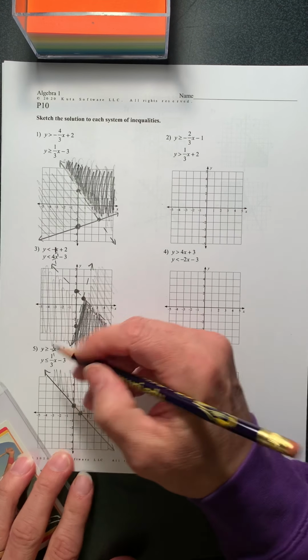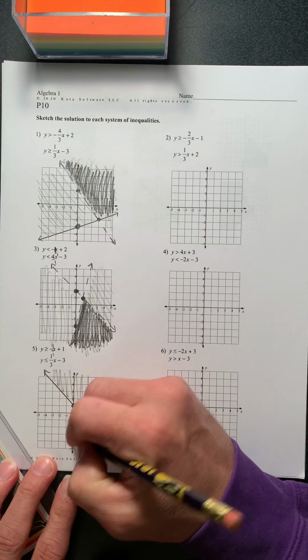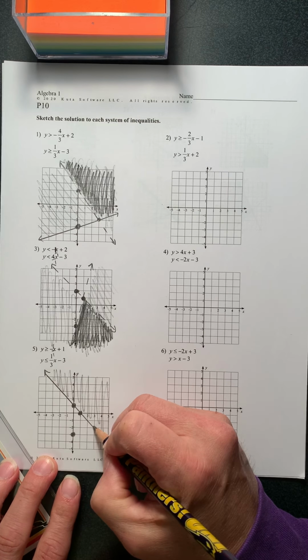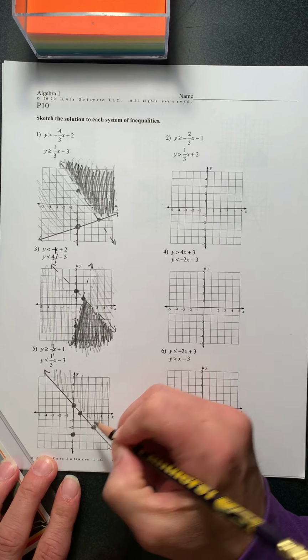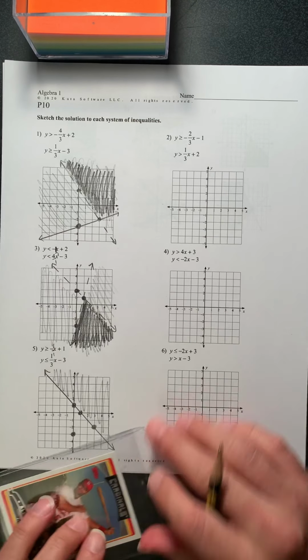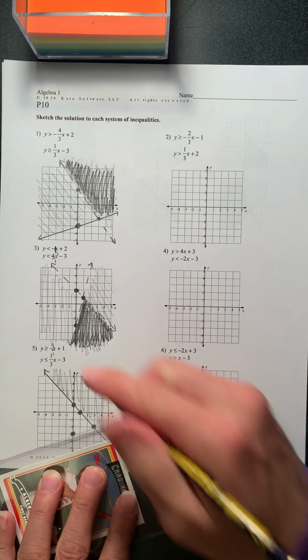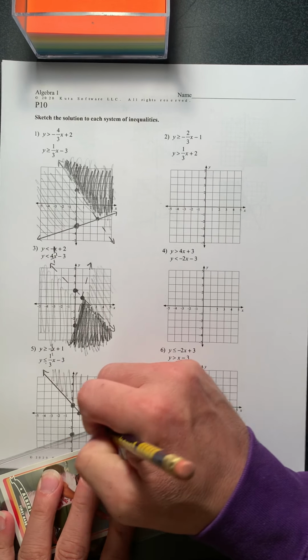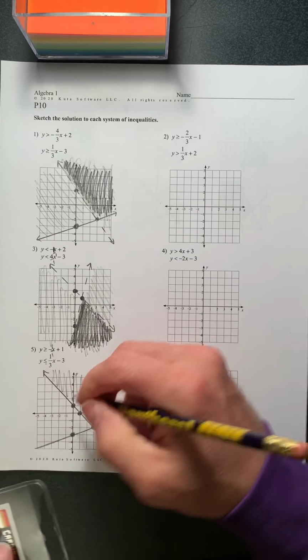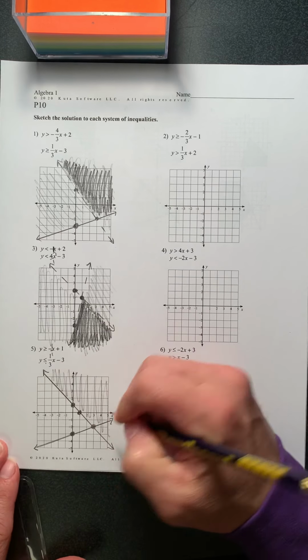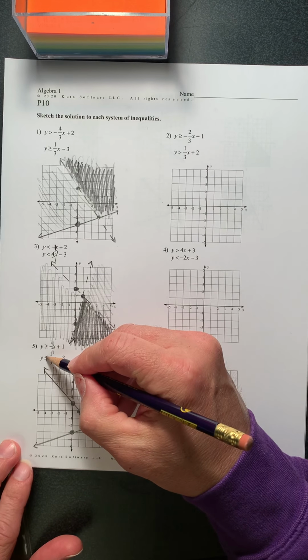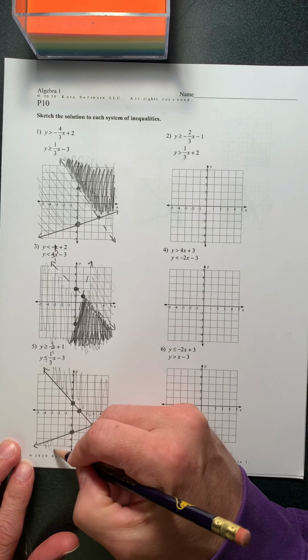-3 for a y-intercept. Slope 1/3, up 1 to the right 3. Hey, take a look there, as we write on that line, there is an equal part to this one. So we're going to go with a solid line. Arrows are outside the grid. This is a less than, so we're shading down.